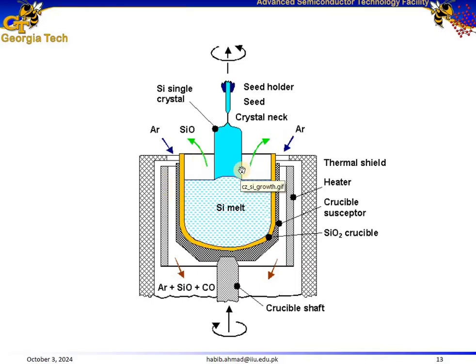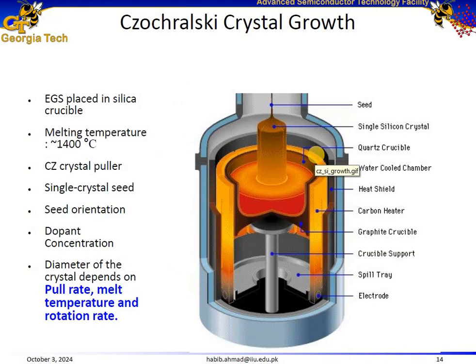The entire process is conducted in an inert atmosphere, usually by the introduction of inert gas like argon, to prevent contamination. Silicon monoxide and carbon monoxide byproducts may be generated, and they can be removed from the chamber as well. A thermal shield is also applied, which helps maintain a stable temperature gradient, which is crucial for high quality crystal growth using the Czochralski's growth method. And here is another depiction of the same process. As you can see, the pull rate, the melt temperature, and the rotation rate are critical over here.